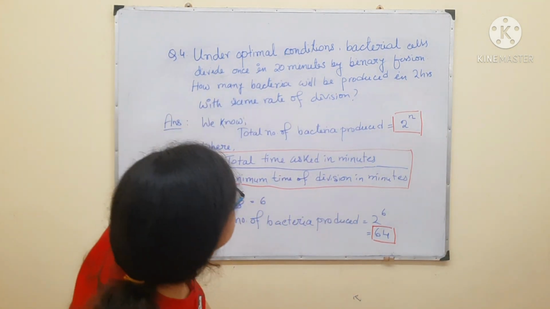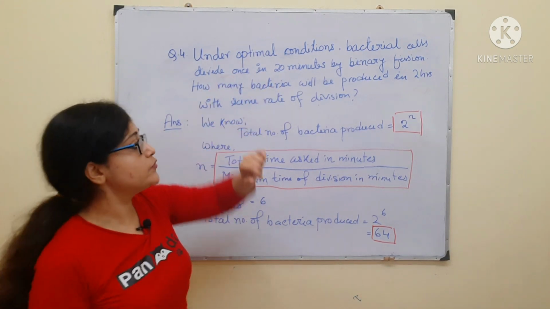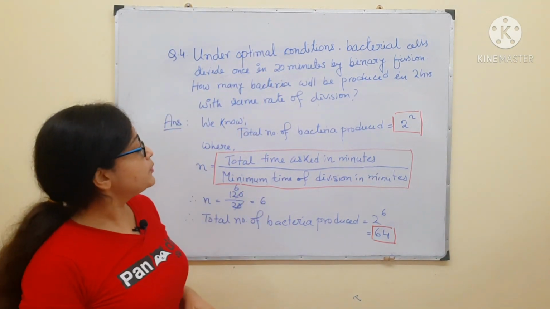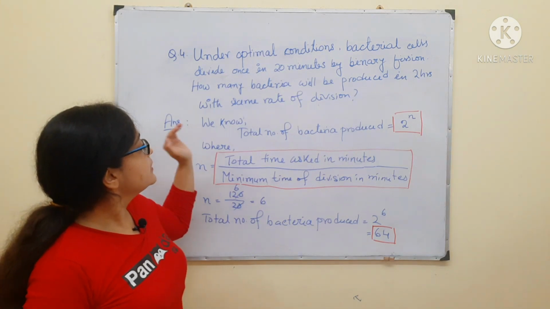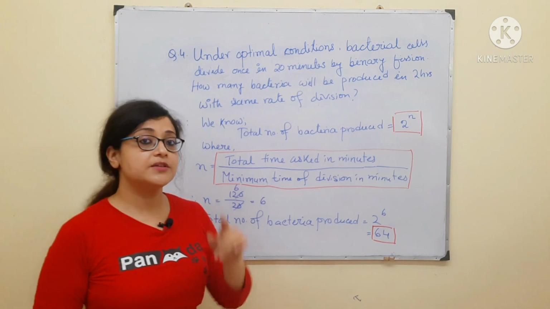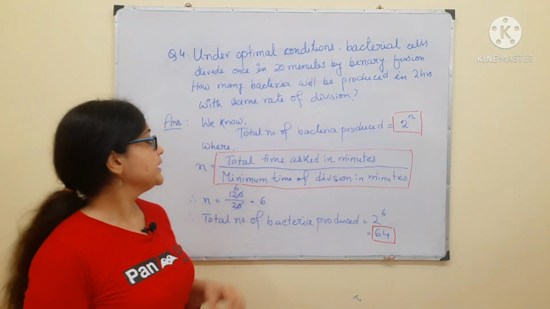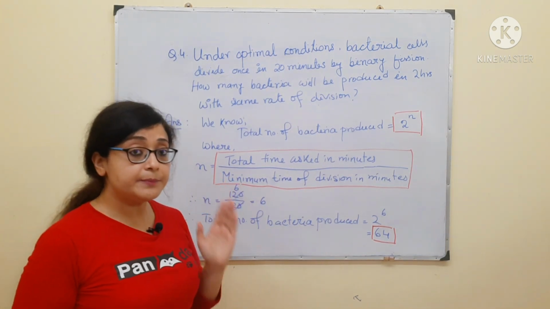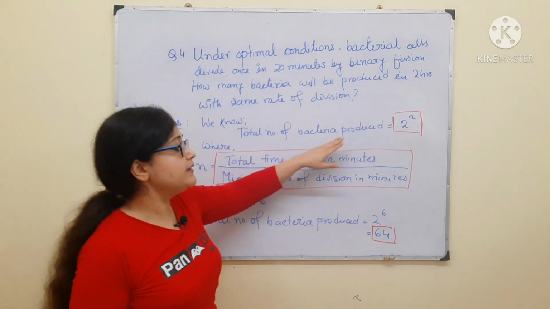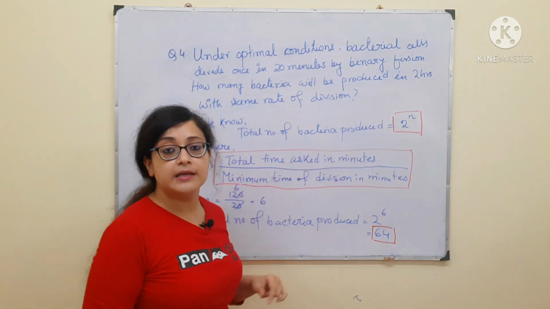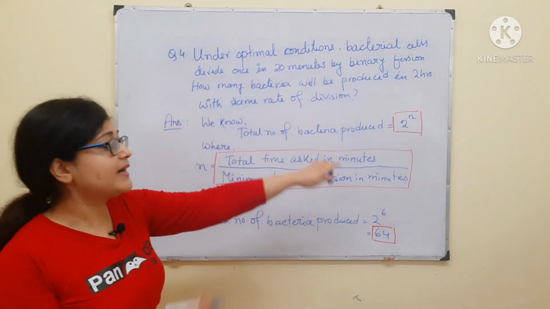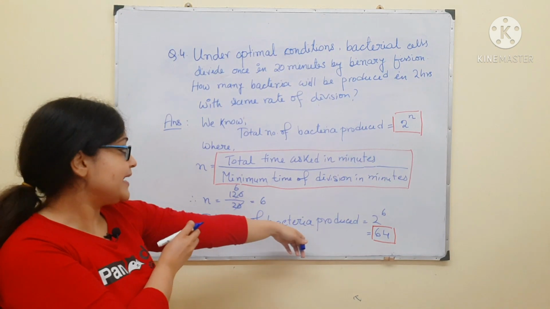Under optimal conditions, bacterial cells divide once in 20 minutes by binary fission. How many bacteria will be produced in 2 hours with the same rate of division? This is a very important question for the NEET exam. Okay, please have a look and pay attention. We know the total number of bacteria produced is 2 to the power n. You need to memorize this formula.